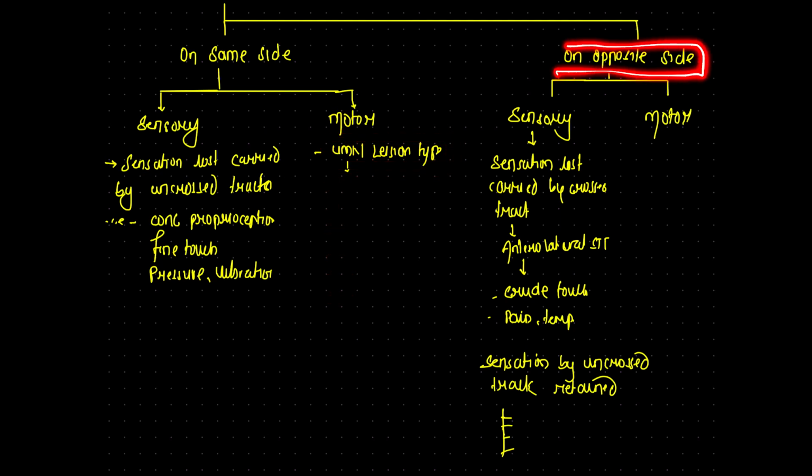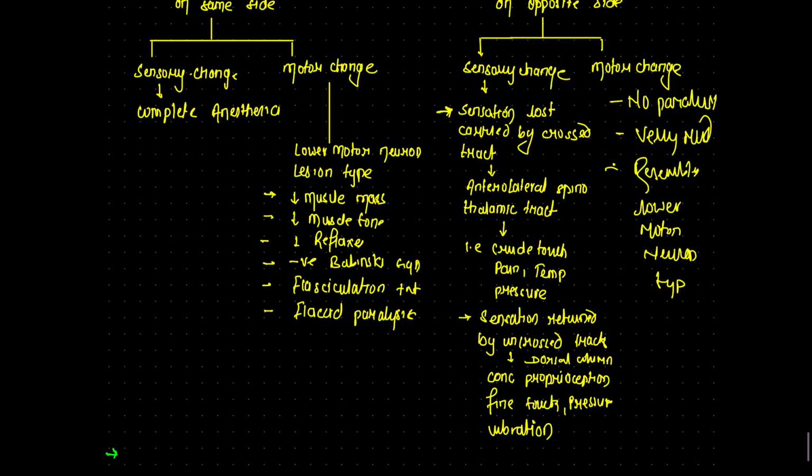Now talking on the opposite side, as I have already said, sensation carried by crossed tract is lost. Why? Because in this lower region, the anterolateral spinothalamic tract will cross over right here and then ascend upward. As it ascends, there will be loss in sensation carried by it, because it will reach the damaged area and it will not be passed through that region. So sensation is lost by crossed tract, such as the anterolateral spinothalamic tract, and it carries crude touch, pain, temperature, pressure.